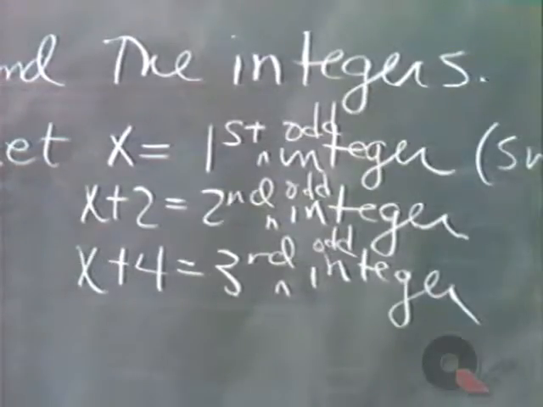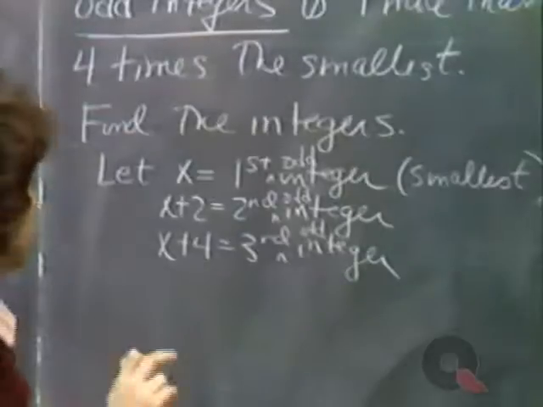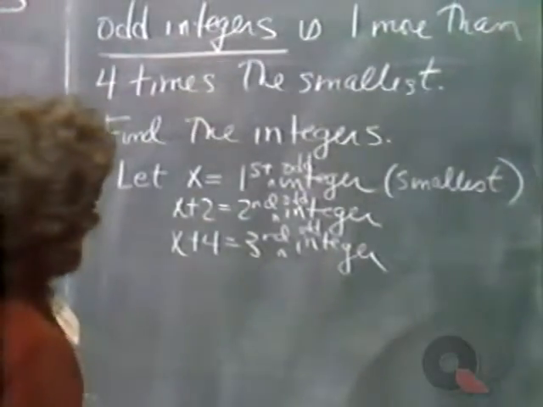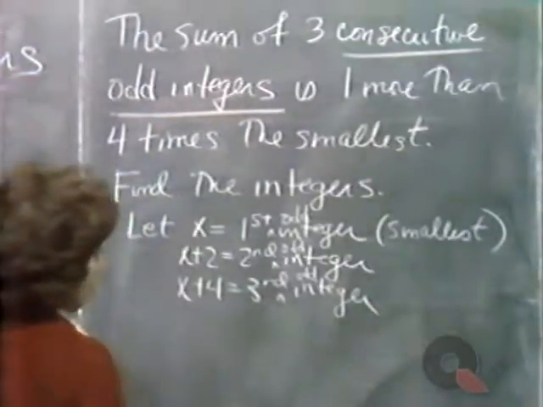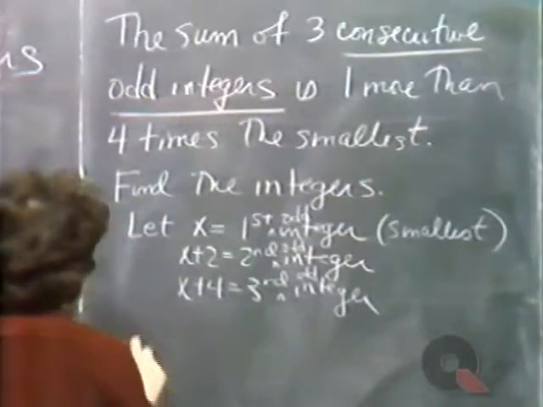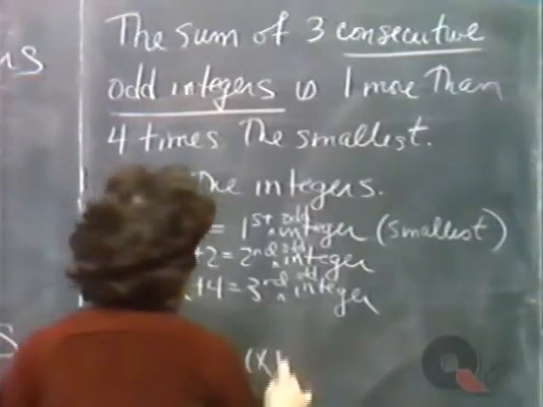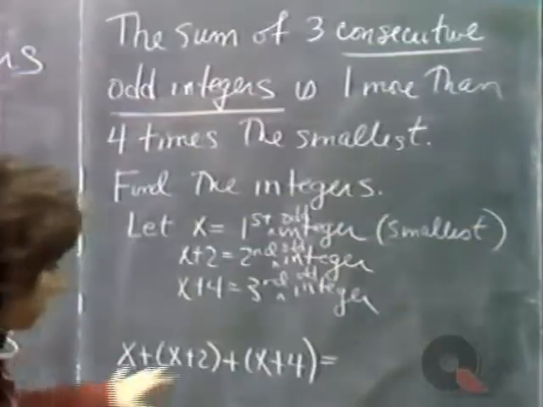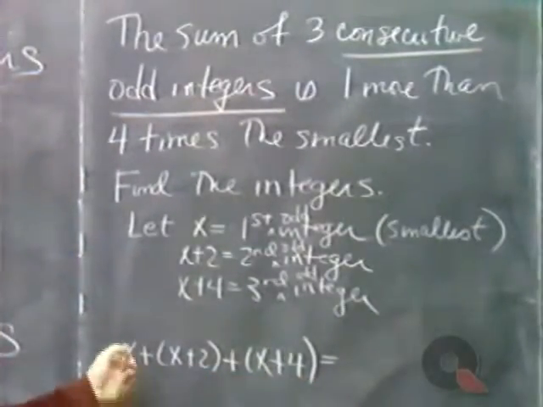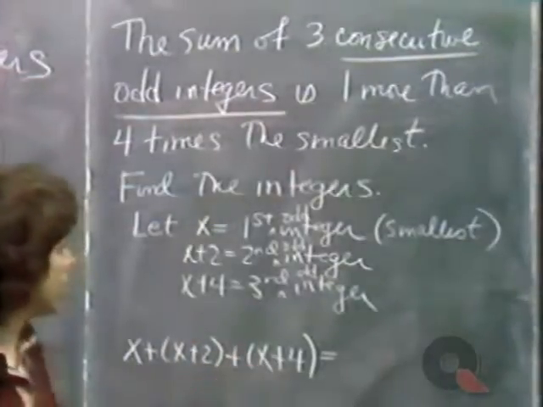Okay, the sum of 3 consecutive odd integers is 1 more than 4 times the smallest. Let's translate that. The sum of the 3 consecutive odd integers. That's x, x plus 2, and x plus 4. The parentheses are not really necessary. I'm just putting them in for emphasis here. We're adding up 1, 2, and 3. The sum of the 3 consecutive odd integers.